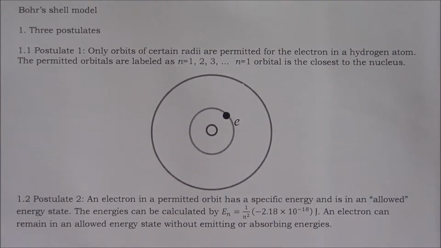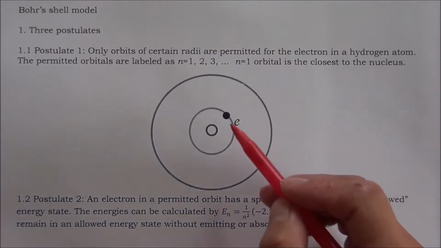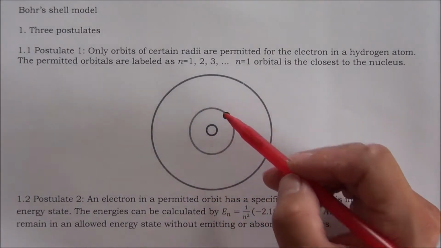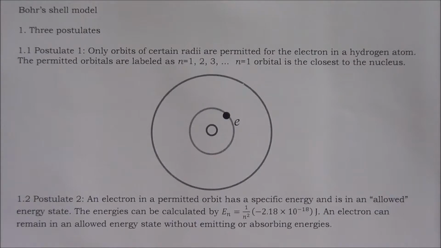Let's continue to look at the second postulate. An electron can remain in an allowed energy state without emitting or absorbing energies. At that time, from Newtonian physics, when an electron is moving around a circle, it will not be stable. But since we do not know enough Newtonian physics, you should not have a problem accepting this fact. Therefore, do not try to understand this fact with Newtonian physics.